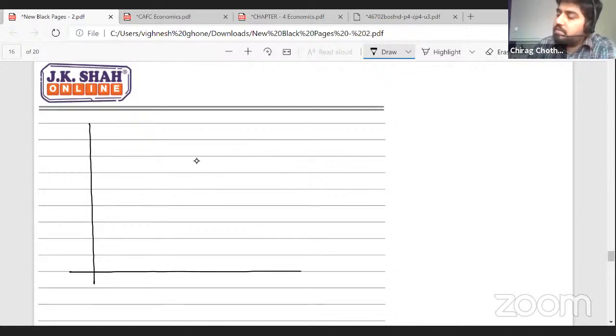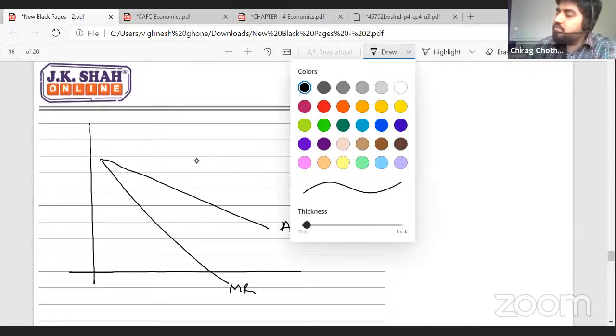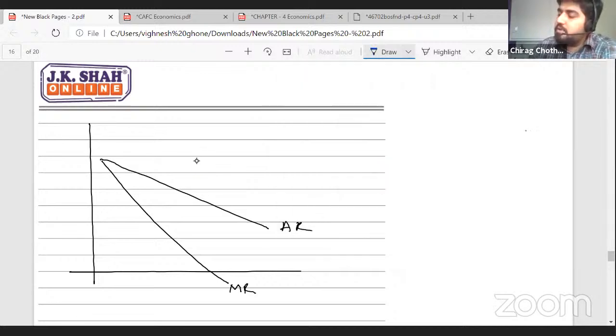Okay, so let's begin. This becomes our which curve? MR curve. This becomes our which curve? AR curve. Guys, what's next one? We draw MC, right? So this is our MC. When MC cuts MR, that will be the equilibrium level of output.